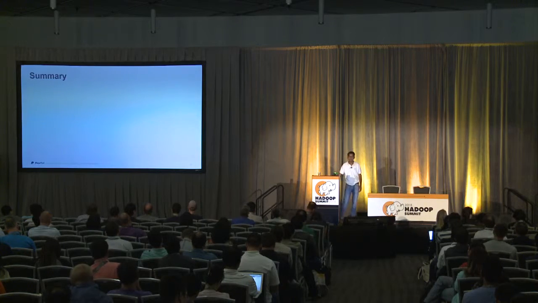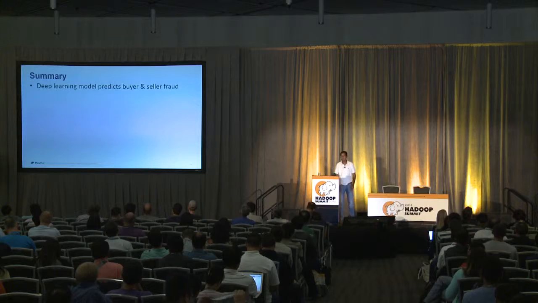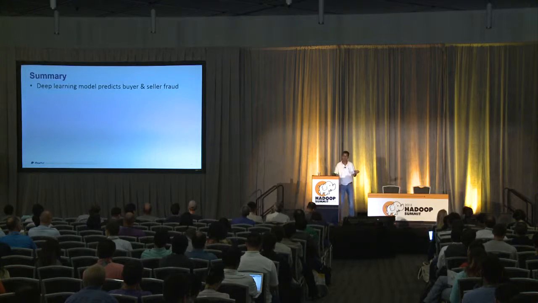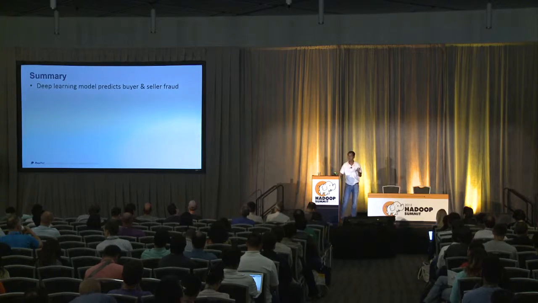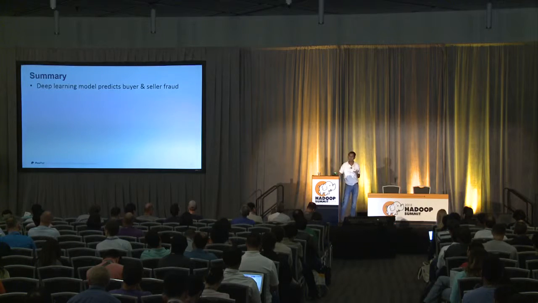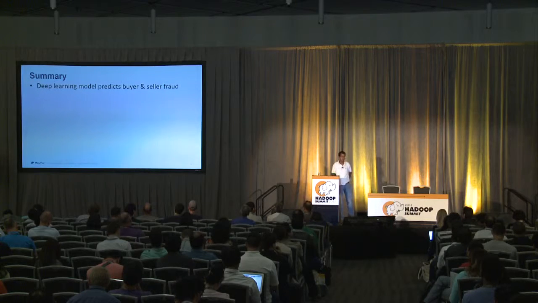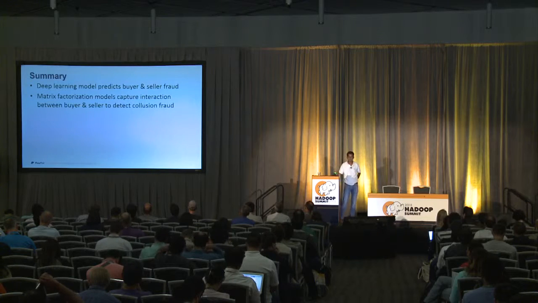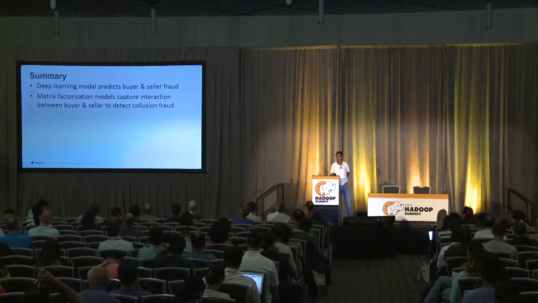In summary, the deep learning model is really good for detecting frauds, both buyer and seller fraud. Just to set the expectation, most of these experiments are done offline, so there are always challenges in applying any type of model online. That is a continuing effort we are working on. The matrix factorization model shows promise. It was definitely able to capture interaction between buyer and seller to detect collusion fraud.